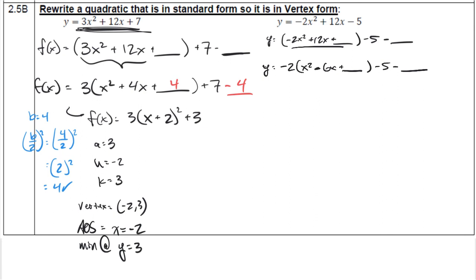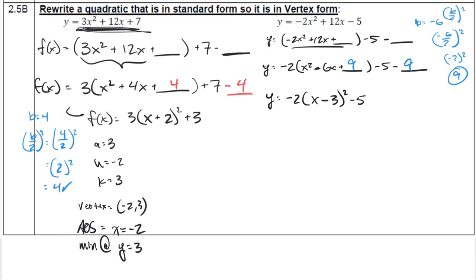We are going to do the same thing. B equals negative 6 now. So b over 2 squared, that's going to be negative 6 divided by 2 squared, which is negative 3. So that is negative 3 squared. Now I have 9. That's the number that goes here, plus 9 minus 9. Factor, I get y equals negative 2 times x minus 3 squared minus 5.